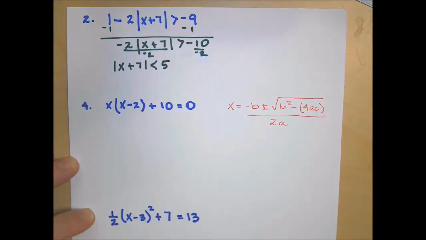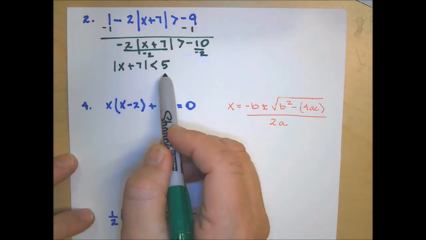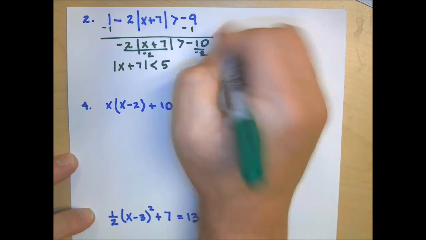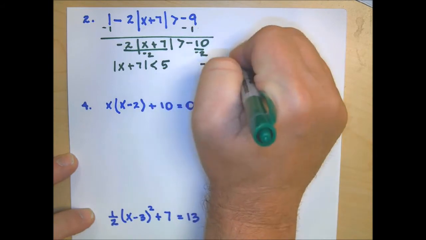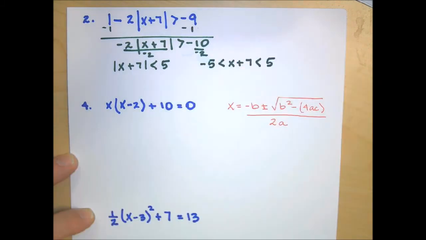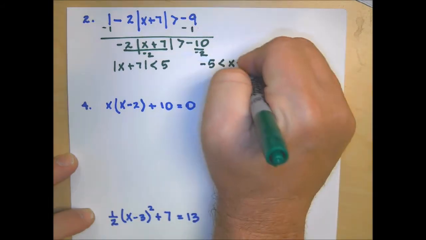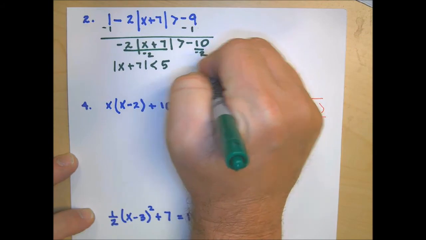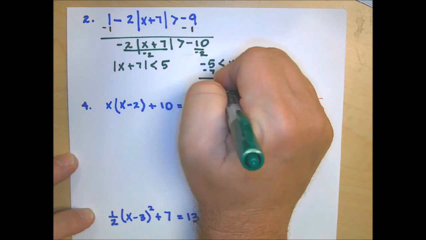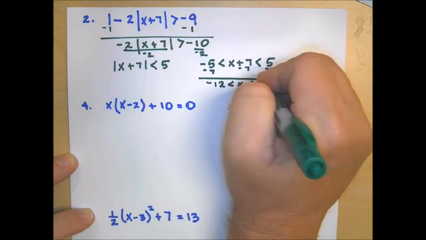Now I make a determination as to what do I do. Since it's an absolute value less than, I'm going to make a less than sandwich. I'm going to put negative 5 on one side, so negative 5 is less than x plus 7, which is less than positive 5. Now I'm going to solve both sides simultaneously by subtracting 7 to get x by itself. And my answer is negative 12 is less than x, which is less than negative 2.